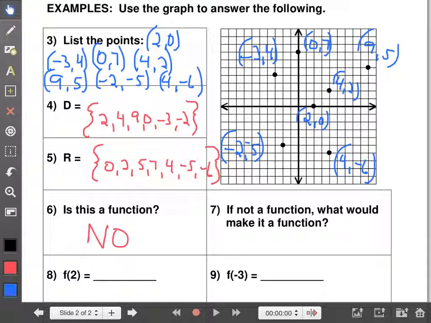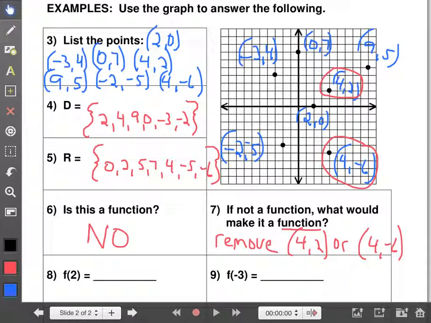And the reason that it's not a function is because of this. Let's see, how could I highlight that? So this point and this point. These 2 points make it not a function because the x, 4, is paired with 2, and it's also paired with negative 6. So what would make it a function is we could remove one of those points. Remove either (4, 2), or we could remove (4, negative 6). If we removed one of those points, then it would be a function.